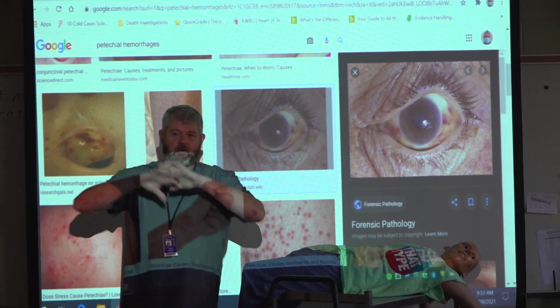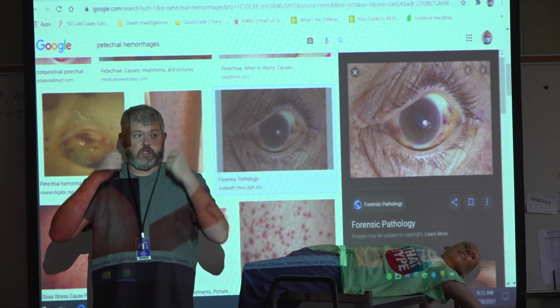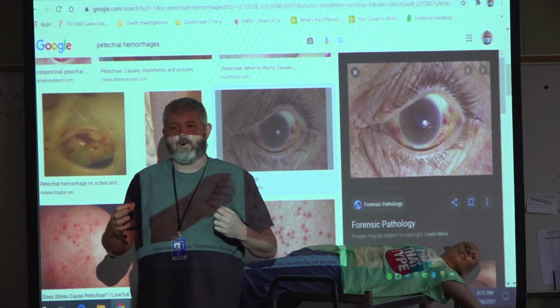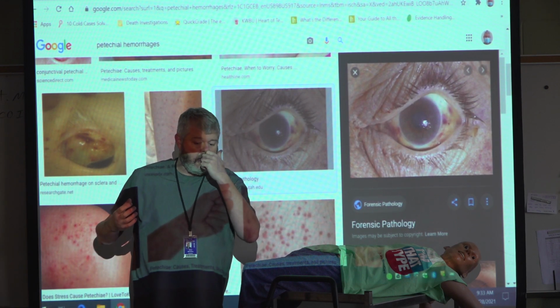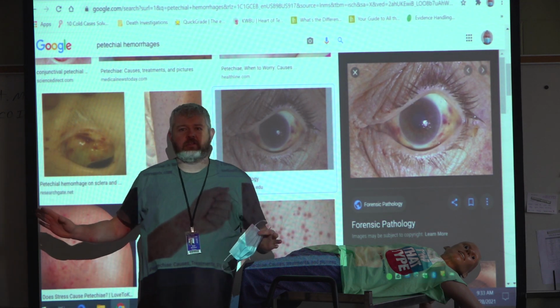So if you're covering someone's face with a pillow, the body's stressing out, the capillaries are stressing out, and they'll start bursting. We'll also see this in strangulations and in some suicide attempts. So make sure you get a good understanding of this.